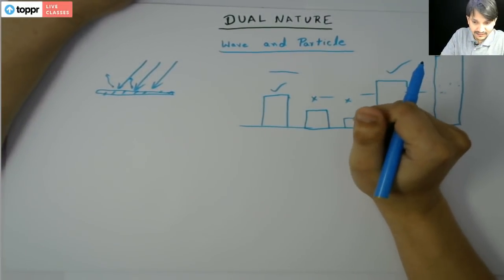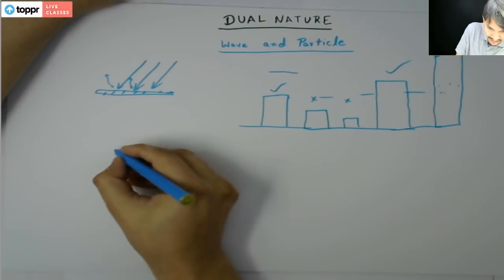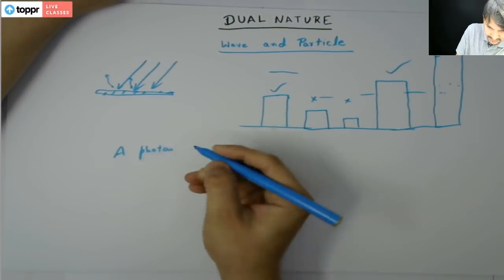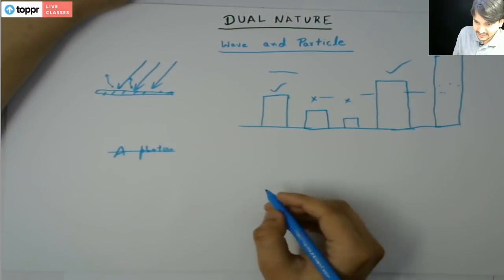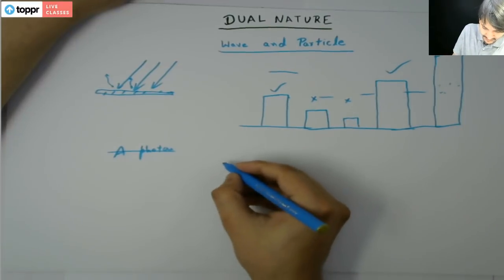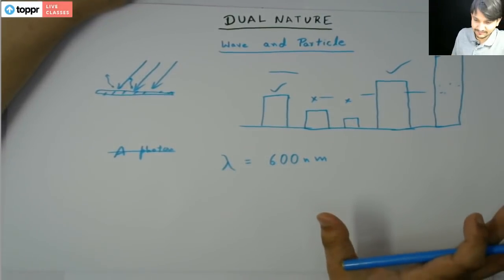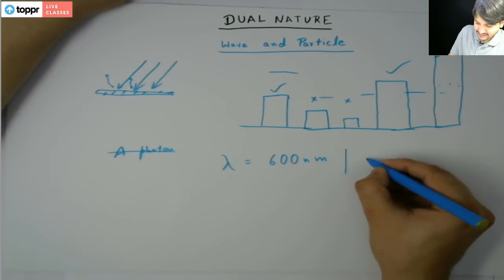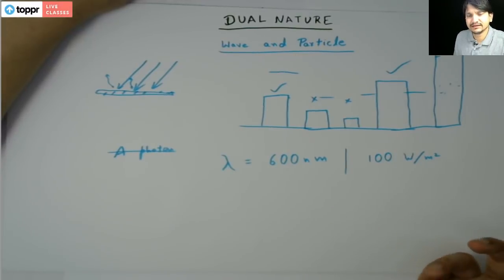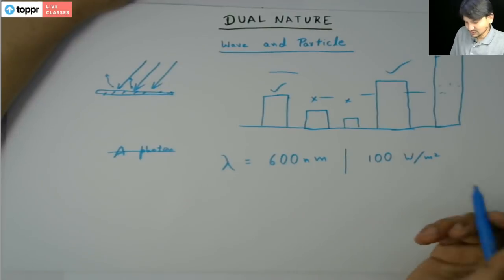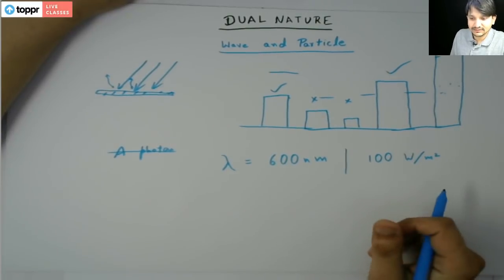So let me try and write down one question that will start us off here. I have one question with me. Consider a parallel beam of light of wavelength 600 nanometer, and it has an intensity of 100 watt per meter square. You know what intensity is? Intensity is the energy incident per unit area. So this is the intensity of this parallel beam of light. I'm taking this example from H.C. Verma's book, and we'll try to work it out.